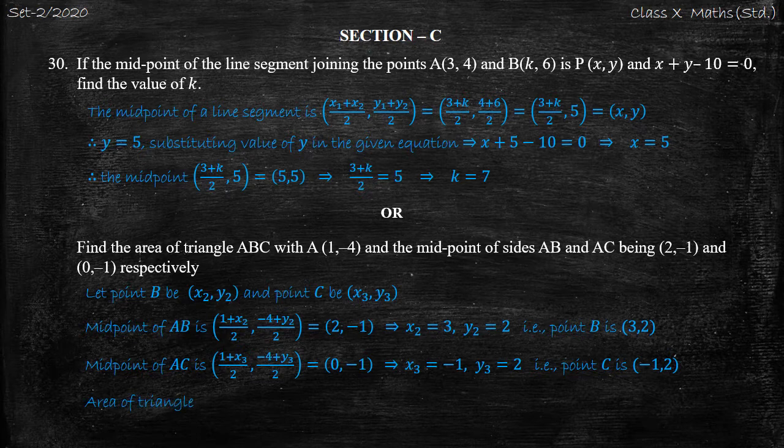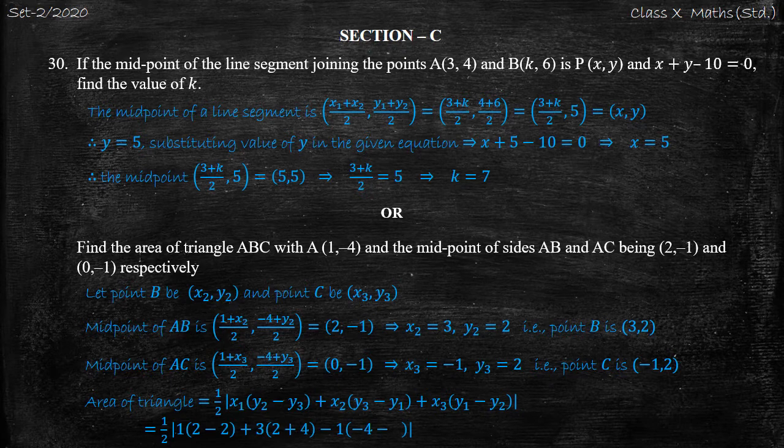So how to find the area of the triangle if three vertices are given? There is a formula here. Here we have taken the absolute value. Why? Because area cannot be negative. So substitute all these values x1, y1, x2, y2, x3, y3 and you will get the area. So 12 square units.